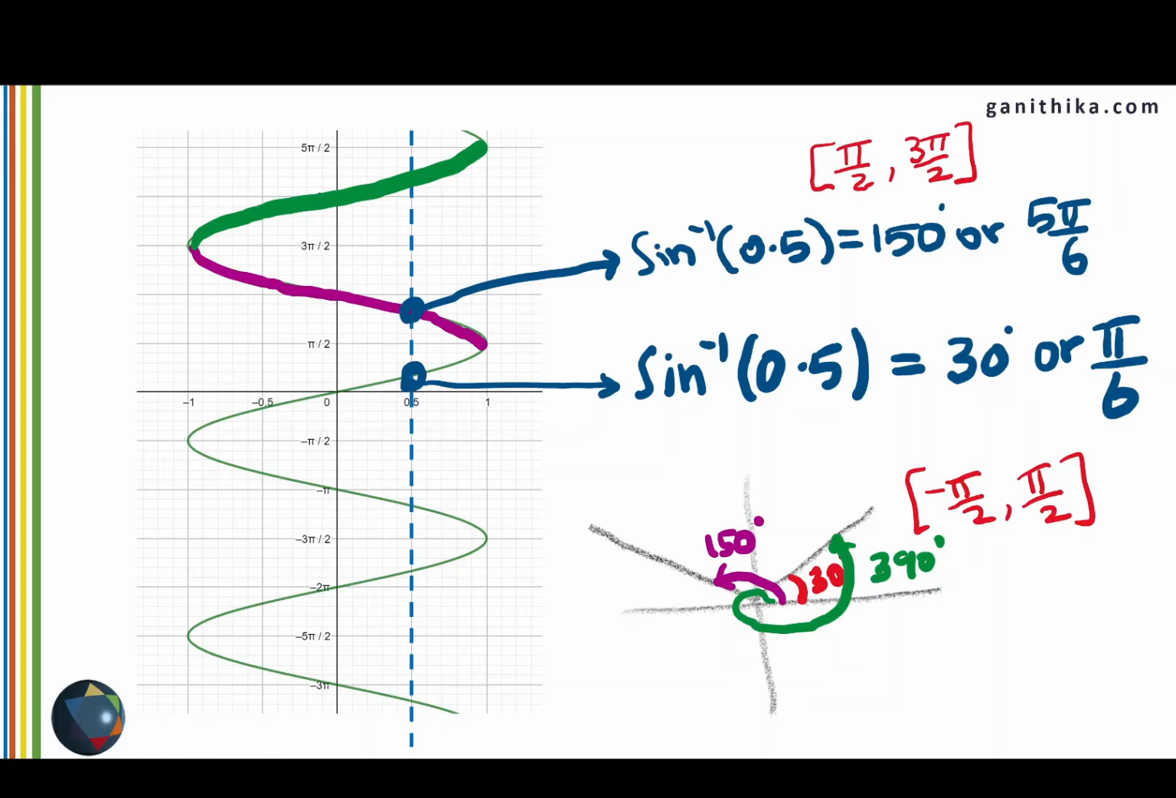But this range, which is negative pi over 2 to pi over 2, is called the principal range of sine inverse of x, and we usually deal with this range for sine inverse of x. Unless otherwise specified, we do not consider the other ranges. So the function sine inverse of x has the range negative pi over 2 to pi over 2, both inclusive. And this is called the principal range for sine inverse of x.